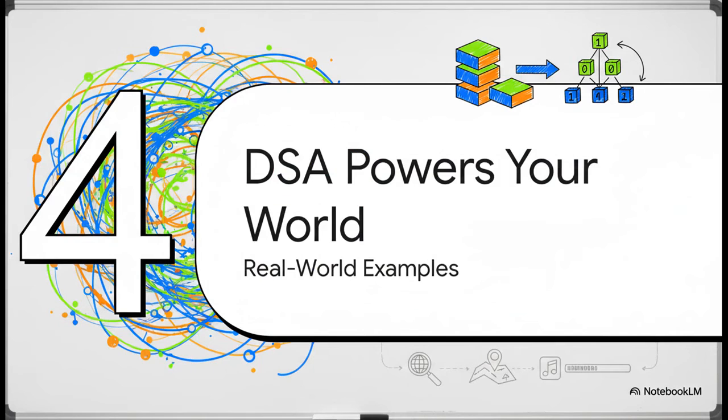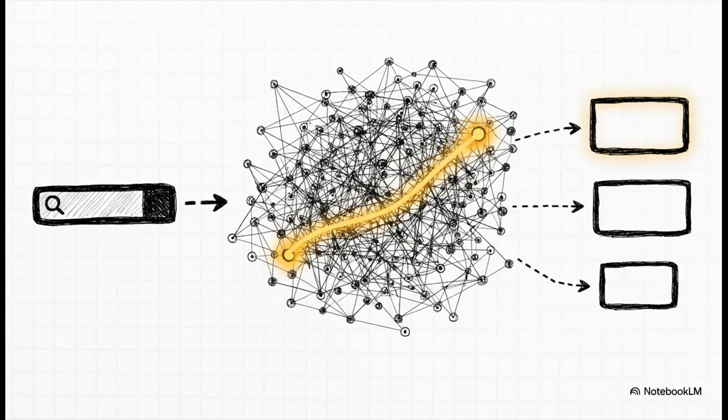Period. And look, this isn't just some abstract theoretical stuff for computer science classes. No way. DSA is the invisible engine that powers the world you use every single day. Think about Google search. Every single time you type something into that search bar, you're kicking off one of the most complex DSA systems on the planet. It's using unbelievably efficient data structures and crazy powerful algorithms to sift through trillions of web pages and find the exact one you need. In, what, less than a second?